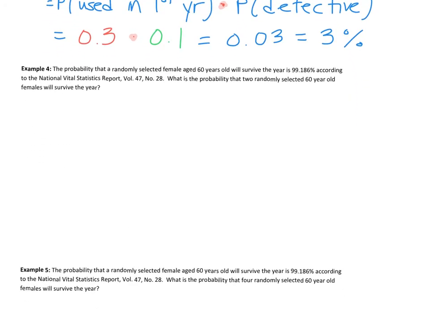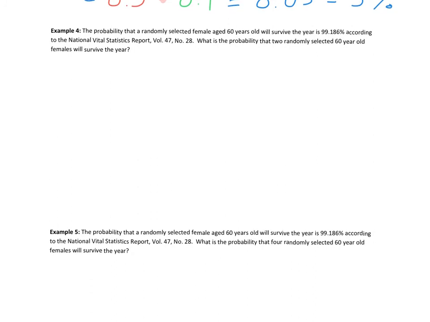So we're going back to that survival rate that we were just looking at. The probability that a randomly selected female aged 60 years old will survive the year is 99.186%. What's the probability that two randomly selected 60-year-olds will survive the year? All right, so randomly selected, we talked about that on the first page. That means these are independent events.